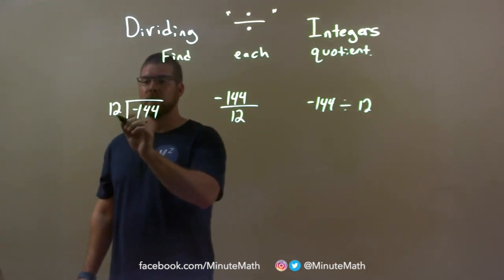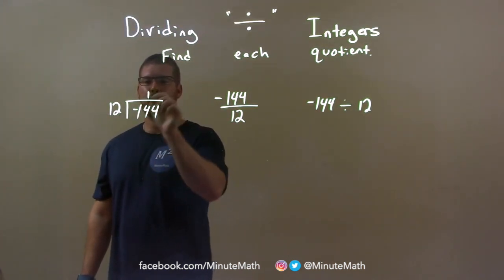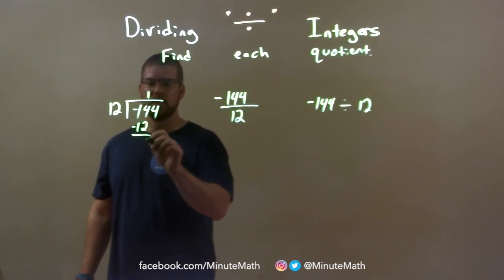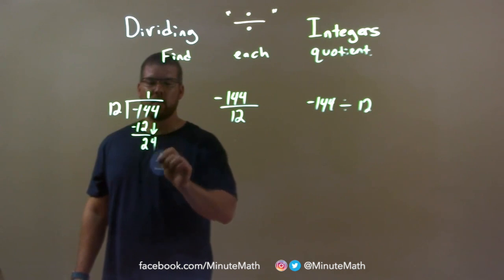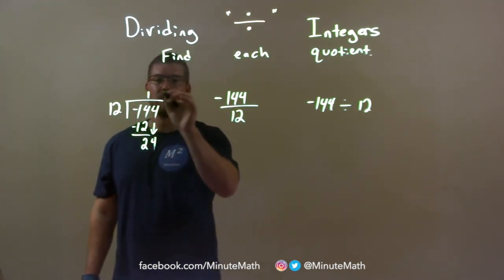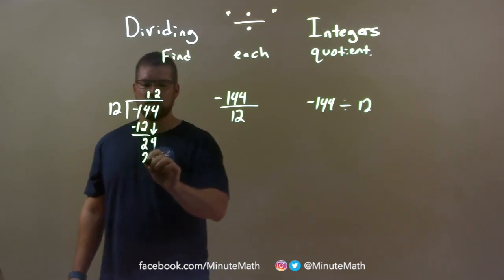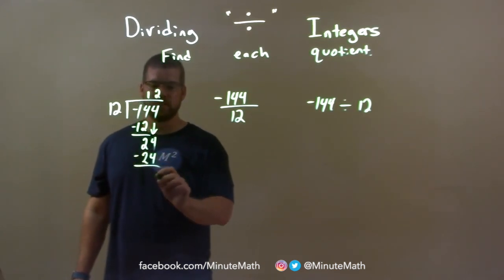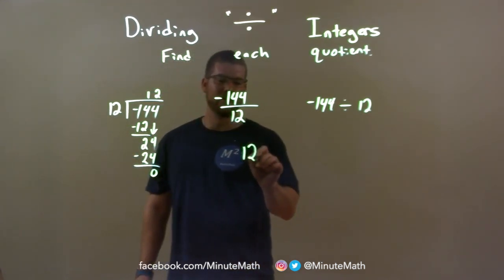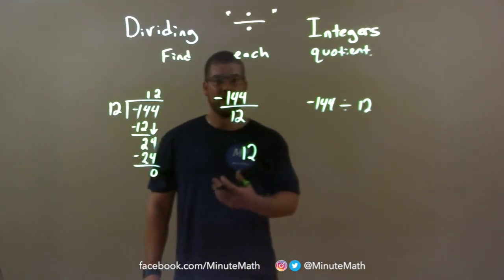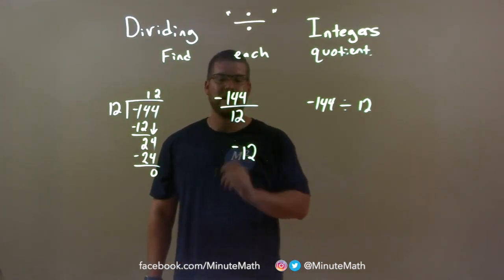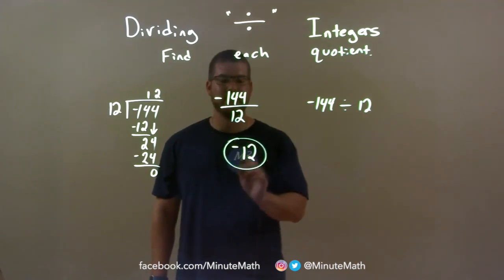Ignore the negative. 12 goes into 14 one time. 1 times 12 is 12. Subtract. 14 minus 12 is 2. Bring down the 4, okay? So now we have, how many times does 12 go into 24? Well, that's 2 times, right? 2 times 12 is 24. Subtract, we get a 0. So we just have 12 here as our almost final answer. Forgot the negatives, right? So a negative divided by a positive is always going to be a negative. So our final answer is just a -12.